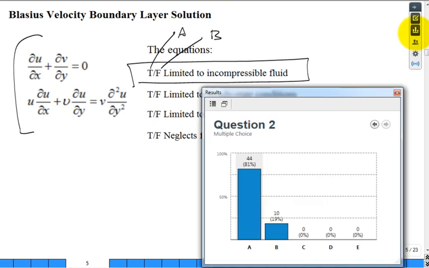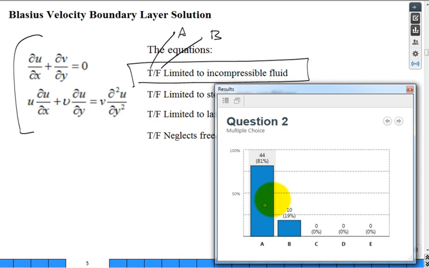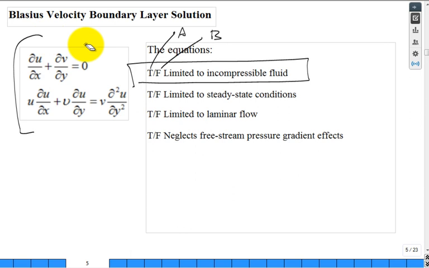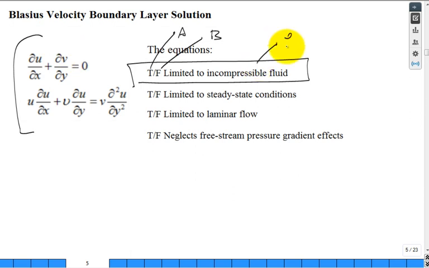And we show the results. So a lot of us think that it is true that this is restricted to an incompressible substance. And that's true. And that's clear in the continuity equation. If you said, oh, I want this to account for it, you probably put the rho in here and the rho in there, and then that's how you would modify at least the continuity for variable density. But if it's incompressible, that means that rho is constant.